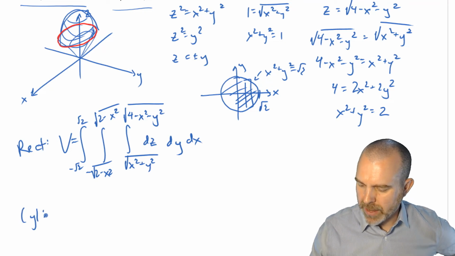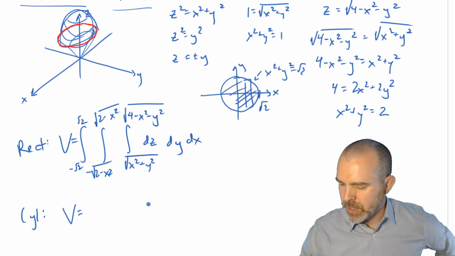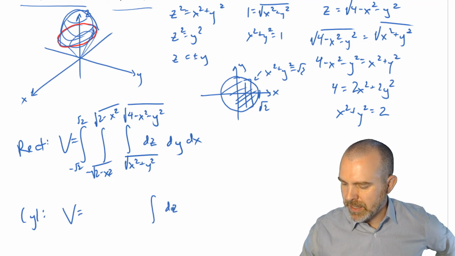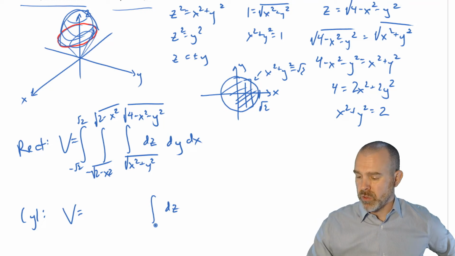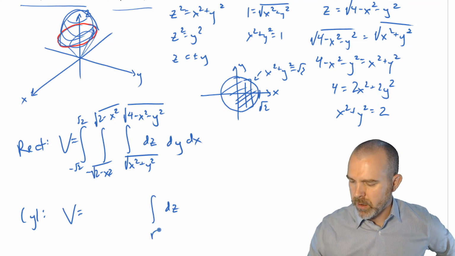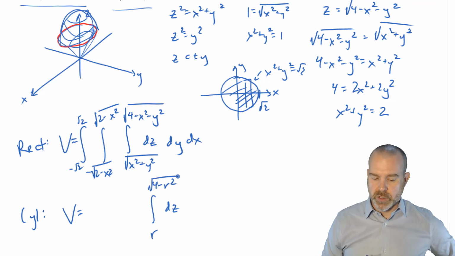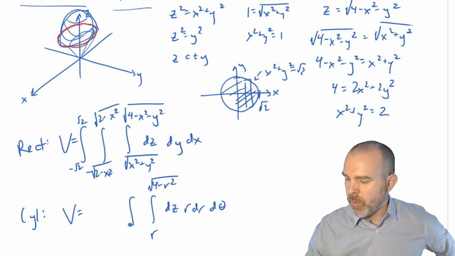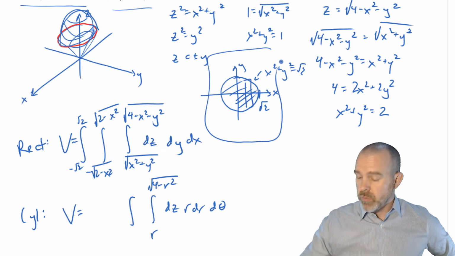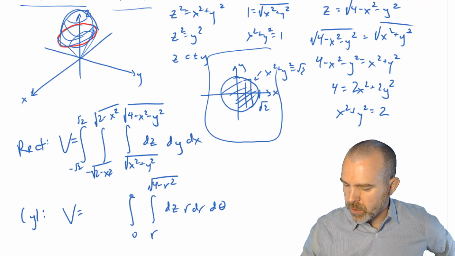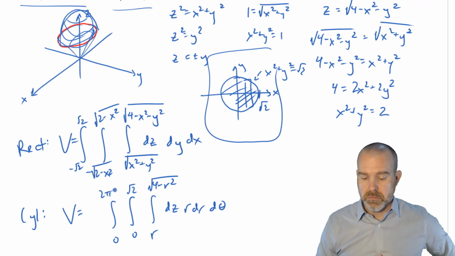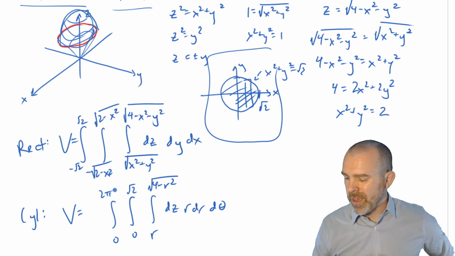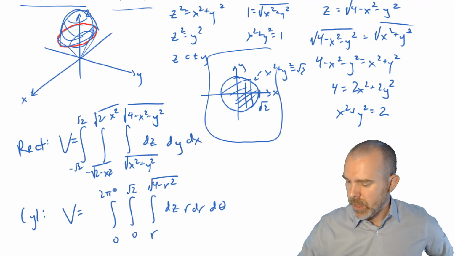Let's do cylindrical next. I feel like that one's similar to this. We would still do dz, and then now that would be the square root of r squared, which would be r, to the square root of 4 minus r squared. Okay, doesn't look too bad. And then we have r dr d theta. We're integrating over a circle again, which is nice. R goes from 0 to square root of 2, and theta goes from 0 to 2 pi. Seems pretty straightforward. That's pretty similar to the last integral.